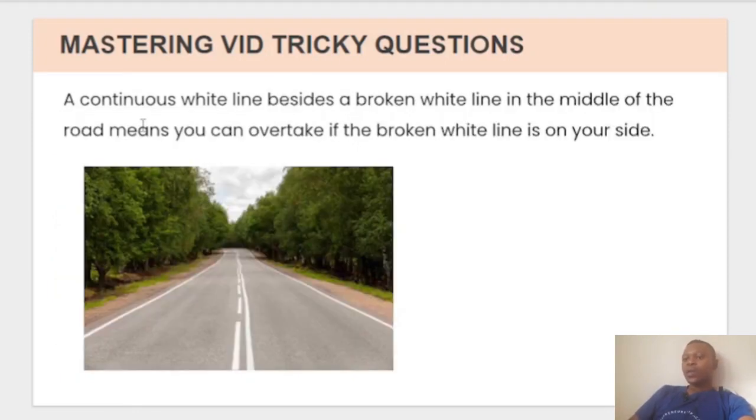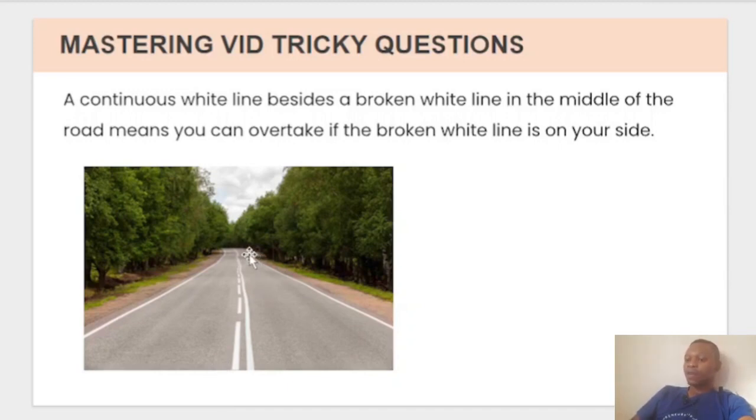Now a continuous white line beside a broken white line, we can see that on the road. If you are in this lane, you are going in this direction, and it means that we have a broken white line on your side. So with that being said, it means that you can overtake, because a broken white line means that you can straddle the line, you can cross the line, or you can overtake slow moving traffic.